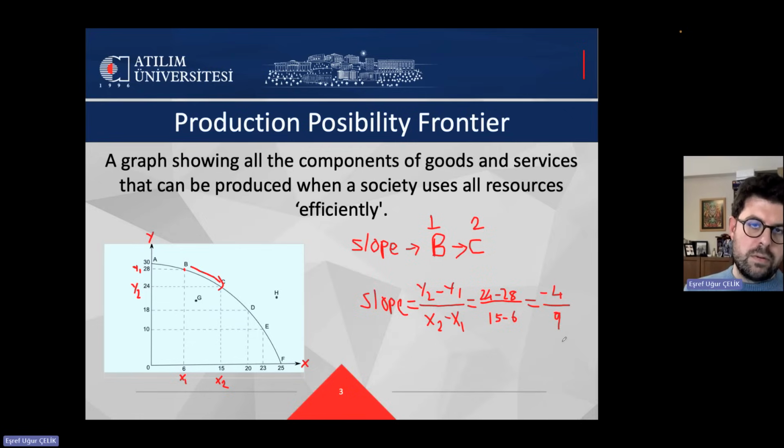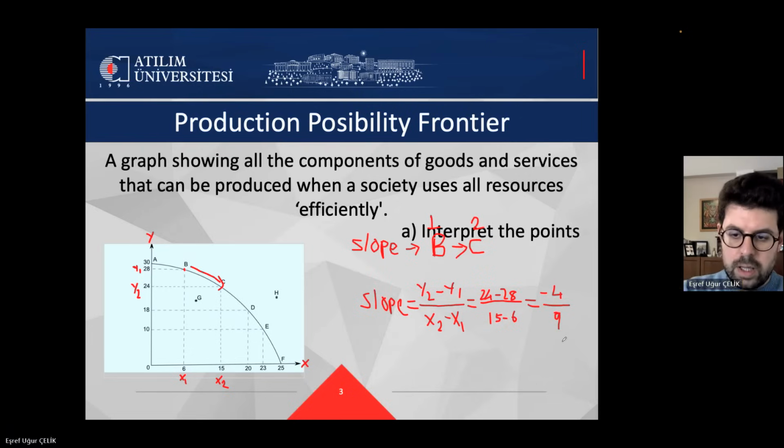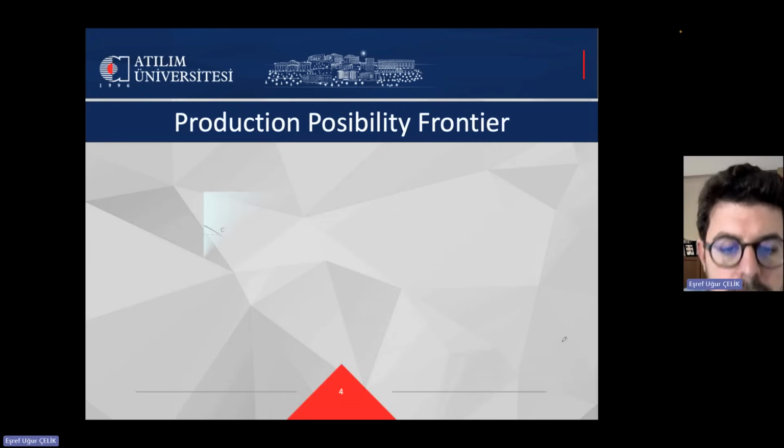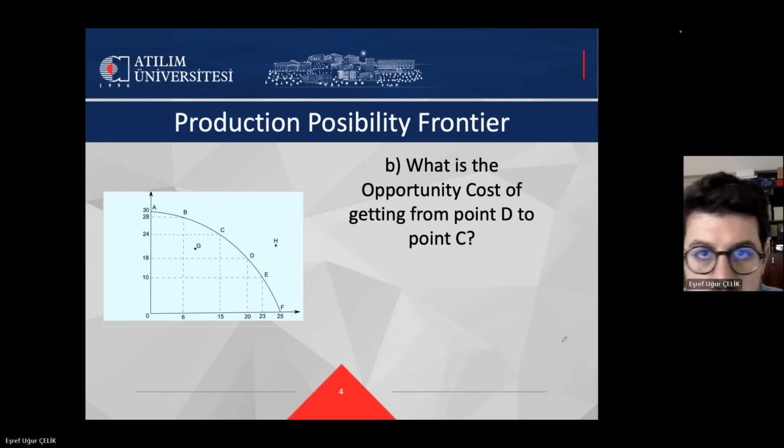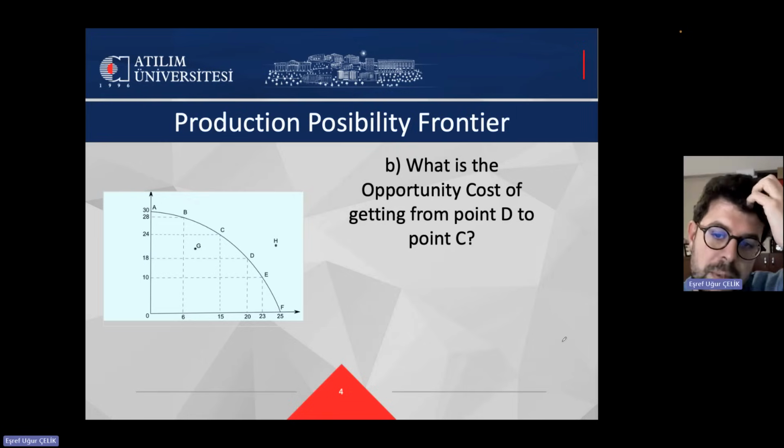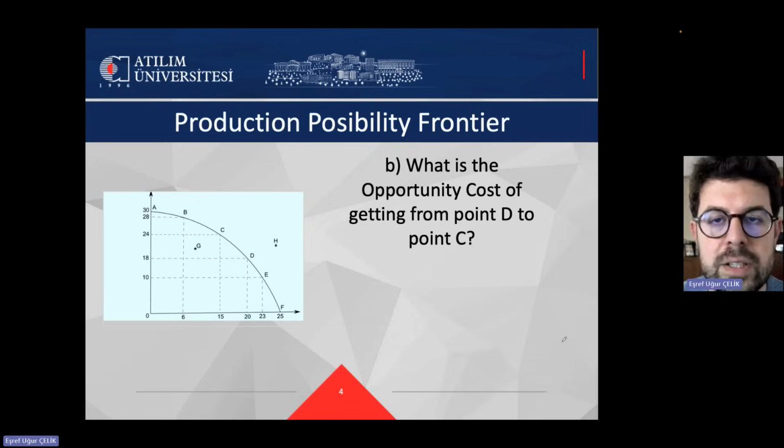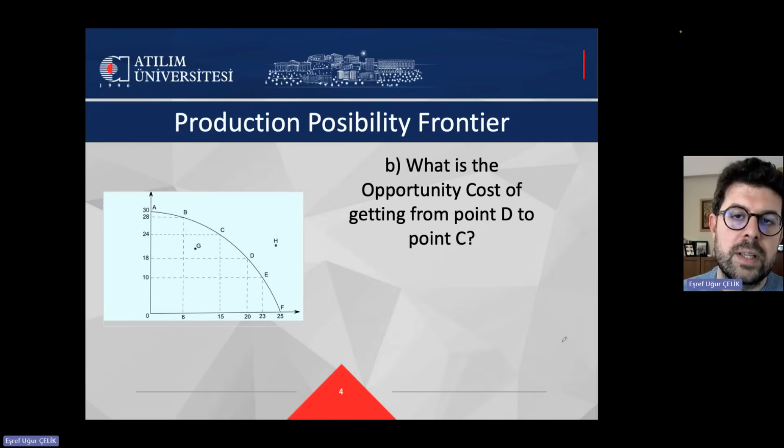In the production possibility frontier topic, the first question is maybe to interpret the points. The second is asking for the slope. Let's come to the third type of question. This time I'm going to ask about opportunity cost. Maybe you remember the meaning of opportunity cost: when you make a decision, you get something and you give up something, the best alternative you want.